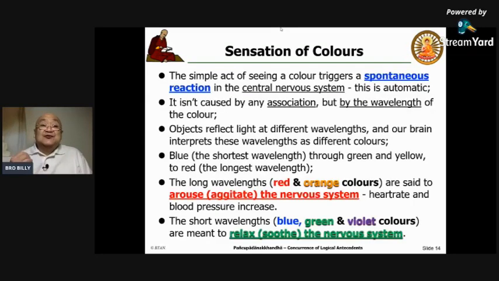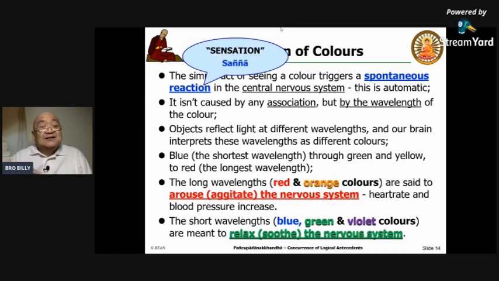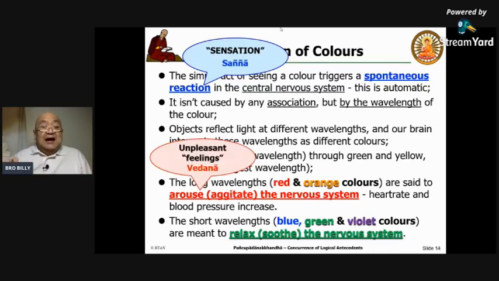So the spontaneous reaction, and this is sensing the light. That spontaneous reaction is Saññā, sensing the light. That's why it's called sensation. And the low frequency or long wavelengths, the red and the orange, produce unpleasant Vedana naturally. We're not talking about liking. At this point, there is no liking or disliking.